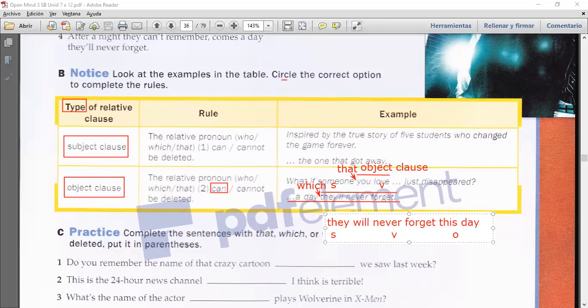This day. Okay, they will never forget. And all of it is here now.